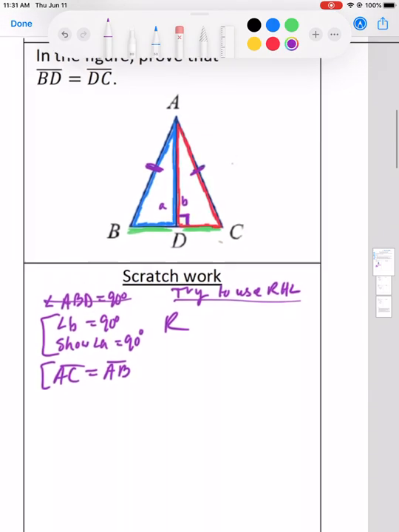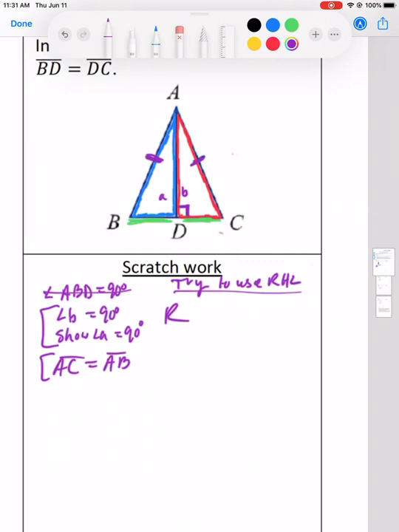Now let's take a look at what I was given from AC and AB. Those two sides are the same, but they're opposite the right angles, so that means that these are the hypotenuses. Now, can I prove that one leg is congruent to another leg? That's all I need. The legs BD and DC are the ones I need to prove are equal, so I cannot use those in my congruence test. The only other leg is AD on the blue, AD on the red.